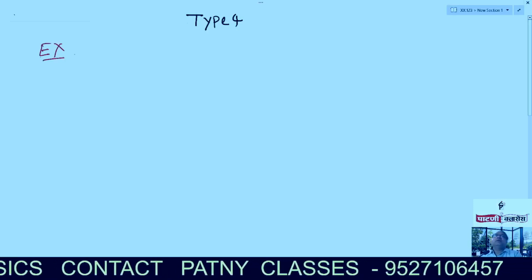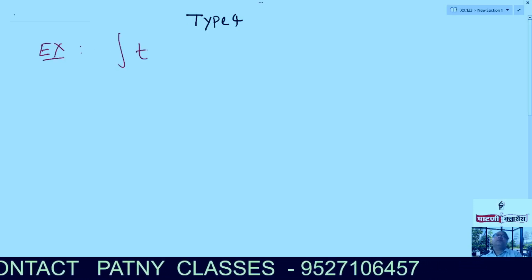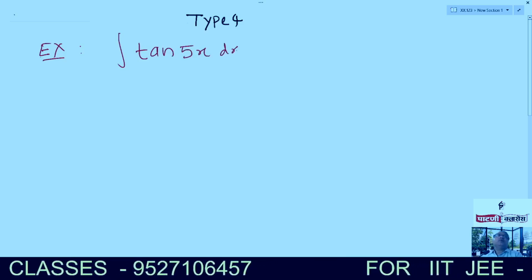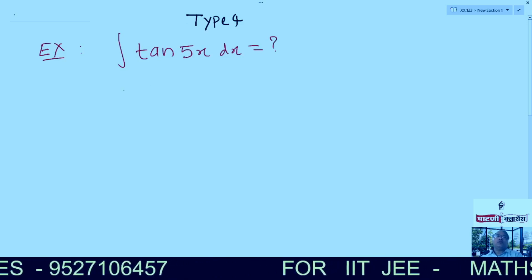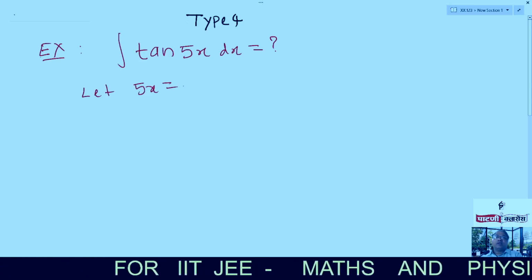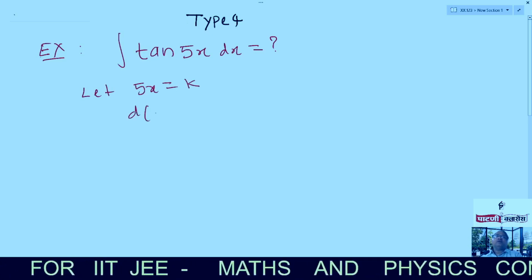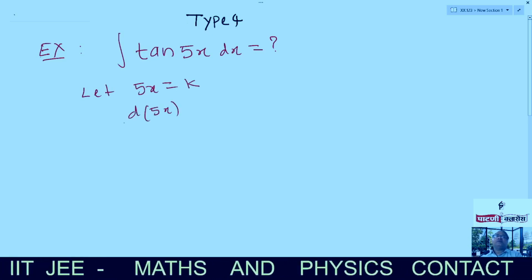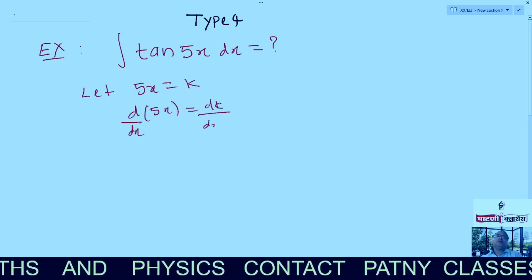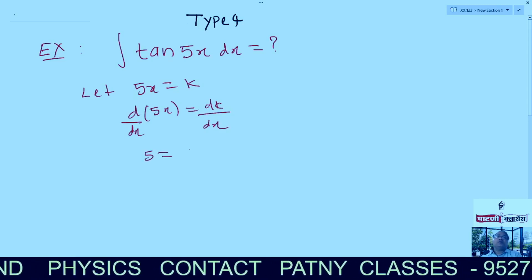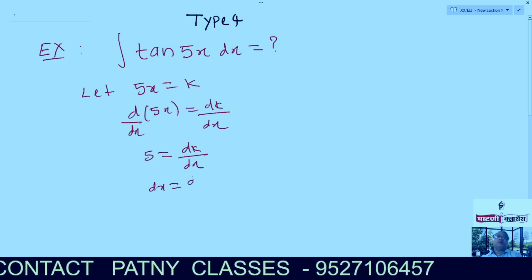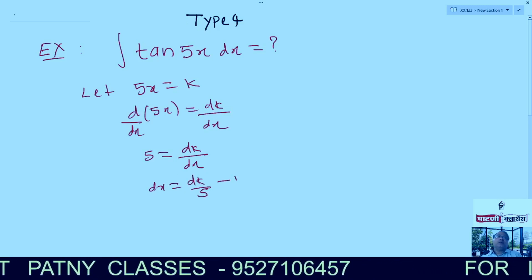Example: integration of tan of 5x with respect to x equals how much? Step number 1, let 5x equals k. Differentiating with respect to x, 5 equals dk by dx, therefore dx equals dk upon 5.